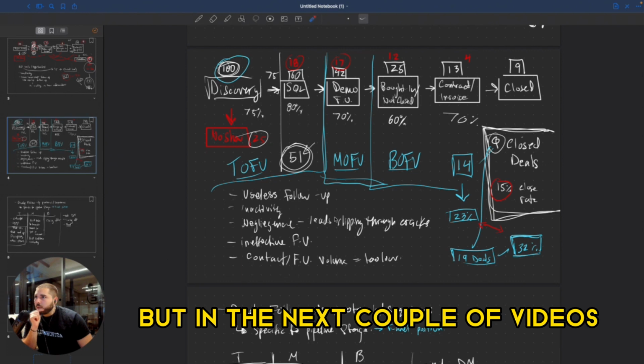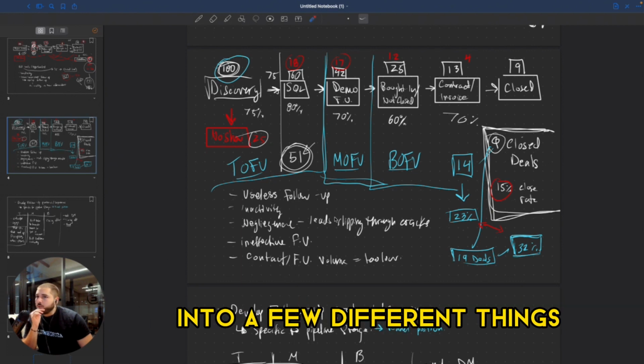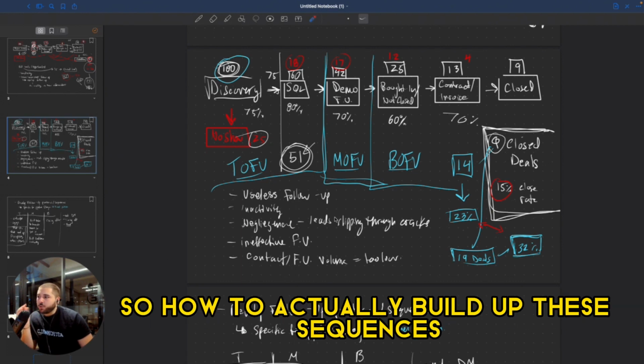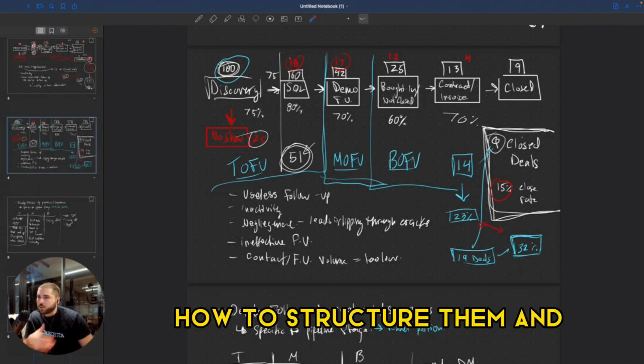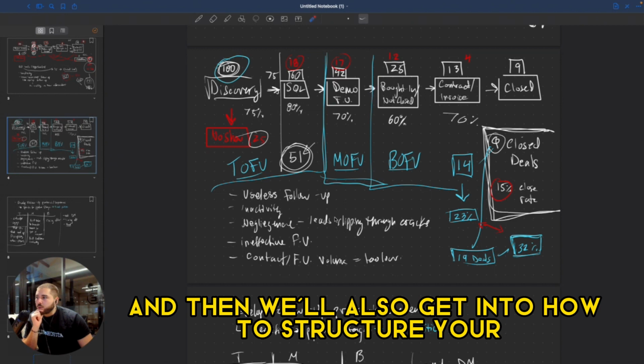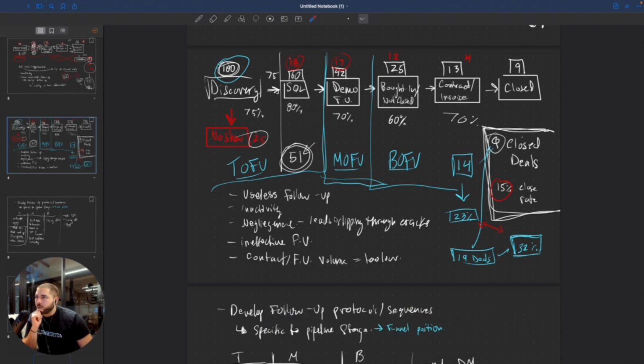But in the next couple of videos, I'm going to go a little more in depth into a few different things. So how to actually build out these sequences, what you can include, how to structure them, and then we'll also get into how to structure your different scripts, and objection handling, things of that nature.